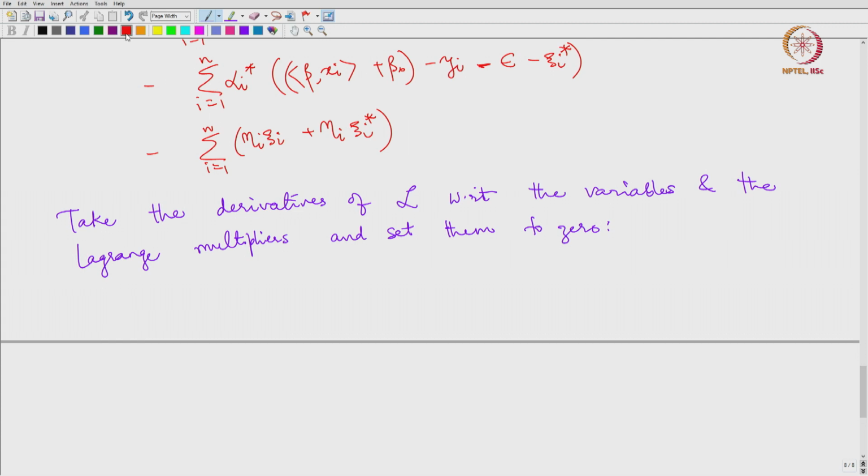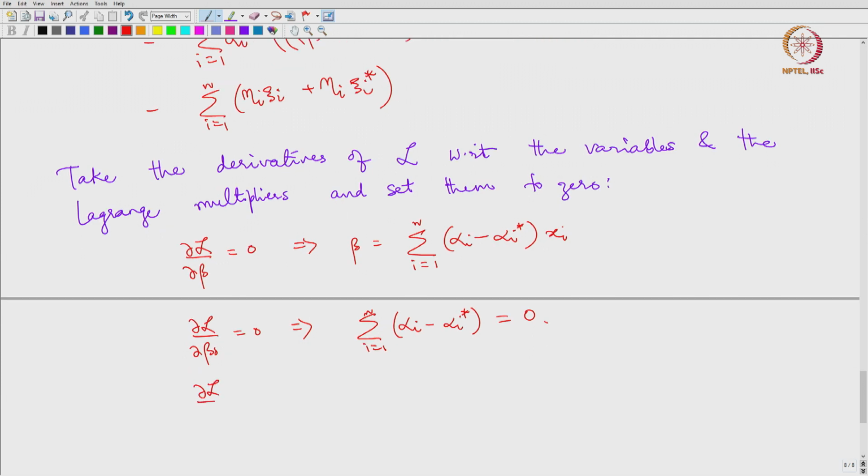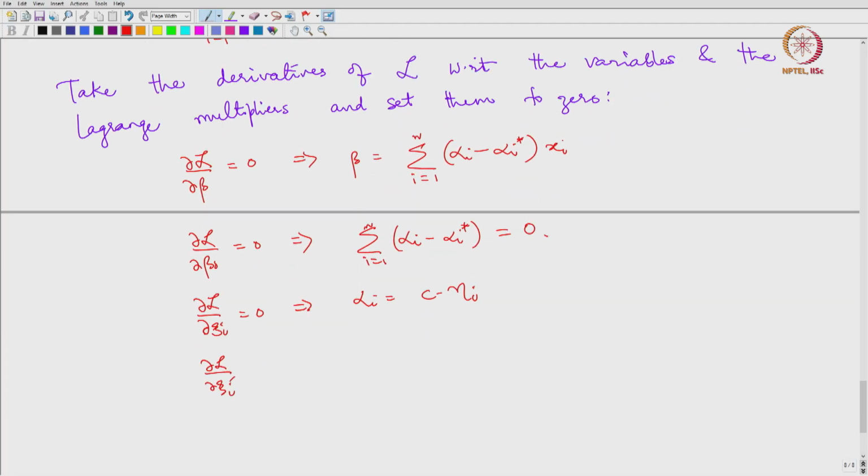You can try this out at your end, but essentially if you take del L del beta equals 0, then you should see that beta is the sum, i going from 1 to n, of alpha i minus alpha i star times xi. Remember, alpha i and alpha i star were the Lagrange multipliers. If you do del L del beta naught equals 0, you get the sum, i going from 1 to n, of alpha i minus alpha i star equals 0. And finally, if you do del L del xi i equals 0, you will get alpha i is C minus eta i, and del L del xi i star equals 0 will give you alpha i star is C minus eta i star. Okay.